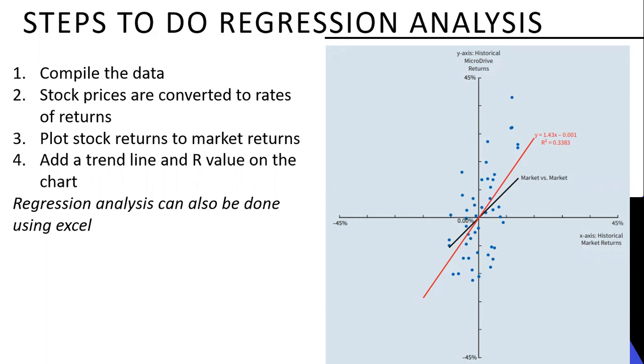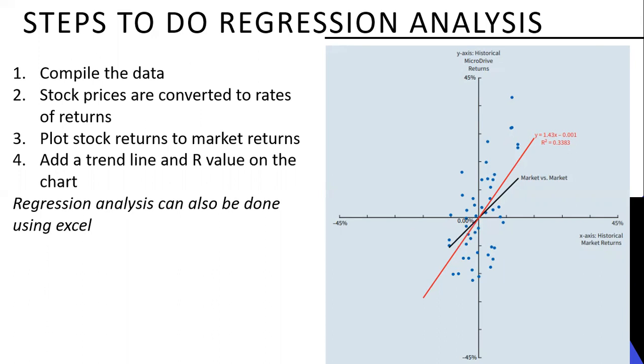And how is this done? Well, first you have to collect a lot of data, and you have to take the stock prices and convert them into rates of return. So you're going to take the stock prices and convert them into percentages, and you have to plot them. And you're also going to plot market returns. You're basically going to plot the stock returns against the market returns, and then you're going to add a trend line, and that is basically going to help you figure out what the beta is.